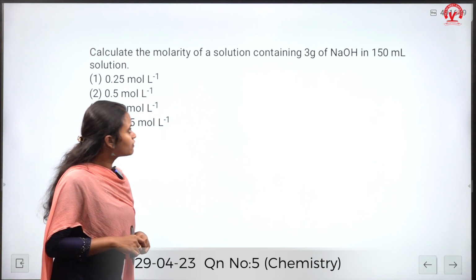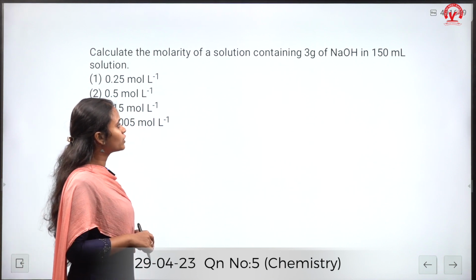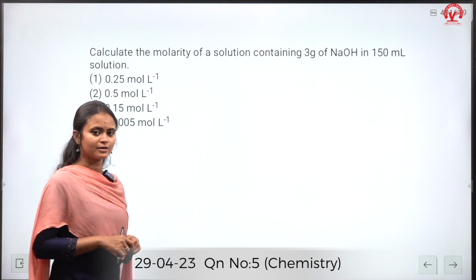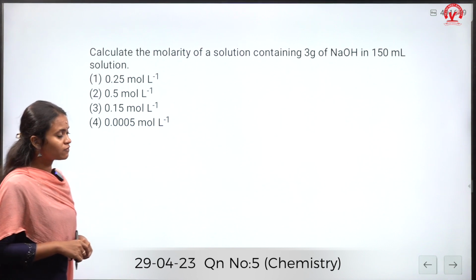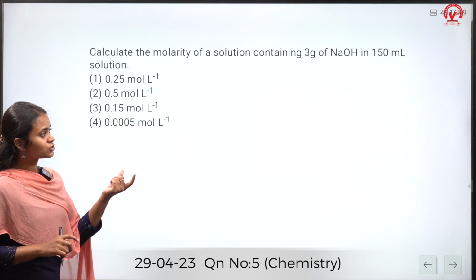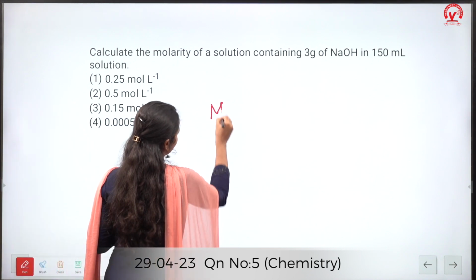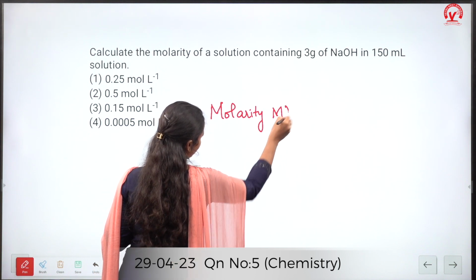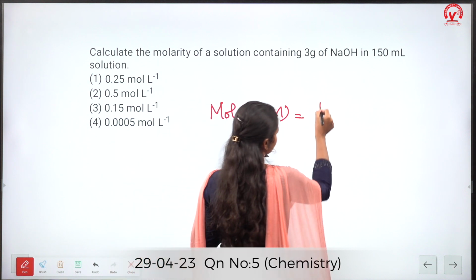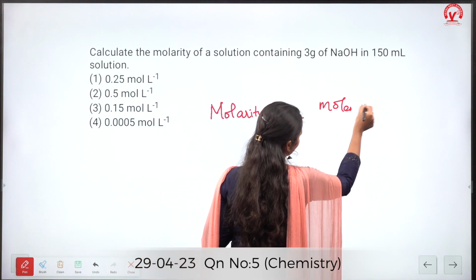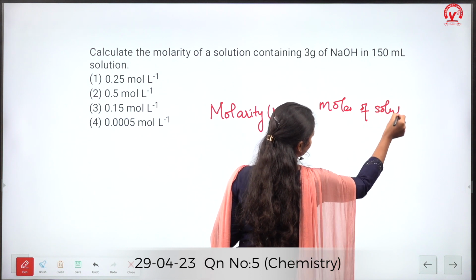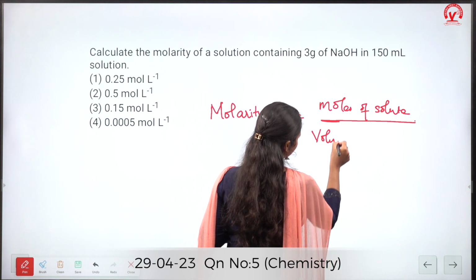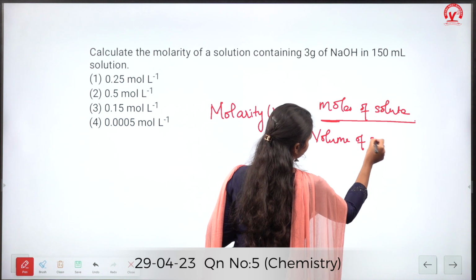Calculate the molarity of a solution containing 3 gram of sodium hydroxide in 150 ml solution. First we have to know what molarity is. Molarity is nothing but moles of a solute in a volume of solution in liters. Molarity, which is represented by capital M, is equal to moles of solute by volume of solution in liter.